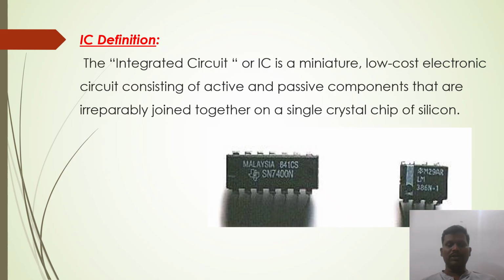To get the electrical properties of all the active and passive components, they are fabricated on a silicon sheet. That is the reason we call it a crystal chip of silicon, or simply a chip or integrated circuit. Integration means you are connecting all the active and passive components on a silicon chip.